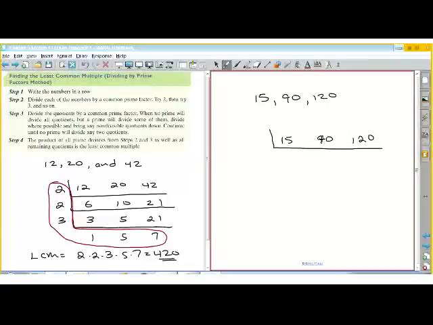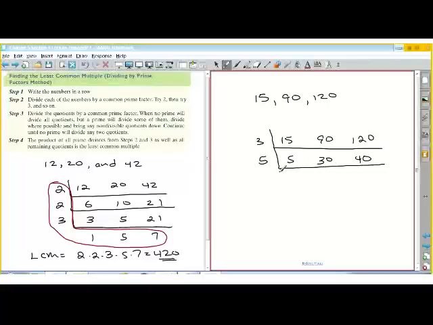So you notice that they're not all even, so I can't divide by 2. They are all divisible by 3, so I'm going to do that. So 15 divided by 3 is 5. 90 divided by 3 is 30. And 120 divided by 3 is 40. So at this point, I can't divide them by 3 anymore. I can divide this one by 3, but I can't divide these two by 3.